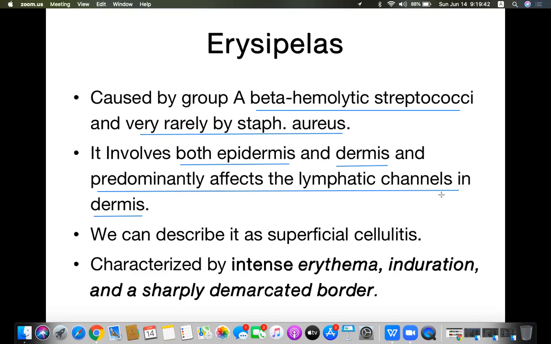As a result of this, there will be slight edema at that area, and that edema leads to induration of the lesion. That induration is a hallmark of erysipelas. We can describe it as a superficial cellulitis. Cellulitis is a deeper infection, mainly of the subcutaneous area, whereas erysipelas is considered a little bit superficial type of cellulitis. Now, clinically, it is characterized by intense erythema or redness, induration, it feels hard or firm, and it has a sharply demarcated border because it is slightly elevated from the surface because of edema. So we can clearly see the border which is separating the normal skin.